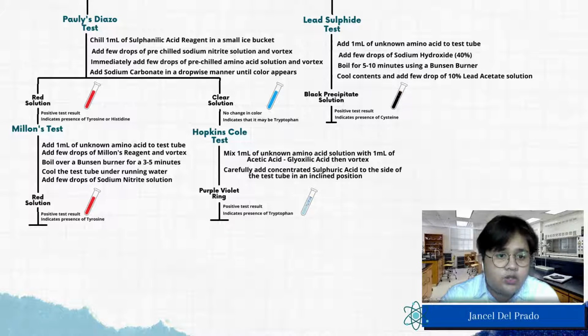Hence, we must subject it to another test, which is the Millon's test. But if there is no change in color or the solution remains clear, this may indicate the presence of tryptophan, which means we shall subject the solution to a Hopkins-Cole test.